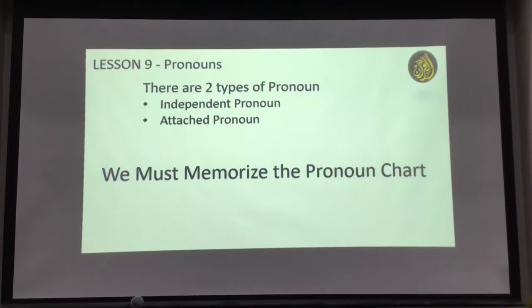It is much easier than the chart that we learned before, Muslimun, Musliman. But it is very, very similar. Why similar? You will see the chart. The chart we had before had three columns: singular, pair, and plural. This pronoun chart also has singular, dual, and plural. So it's a very similar type of thing.